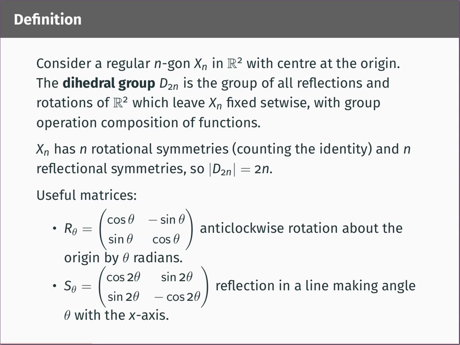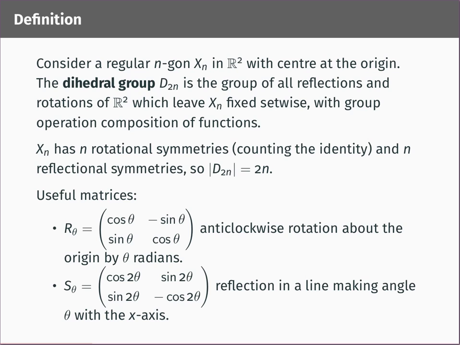So here's the definition. We take a regular n-gon Xn in R squared, whose centre is at the origin. And we usually also insist that one of the vertices lies on the x-axis because it happens to make the calculations a little bit more convenient. The dihedral group D2n is the group of all reflections and rotations of R squared which leave Xn fixed setwise. So that means the points within this n-gon might move around itself, but the whole n-gon is left in the same place. The group operation on D2n is composition of functions.